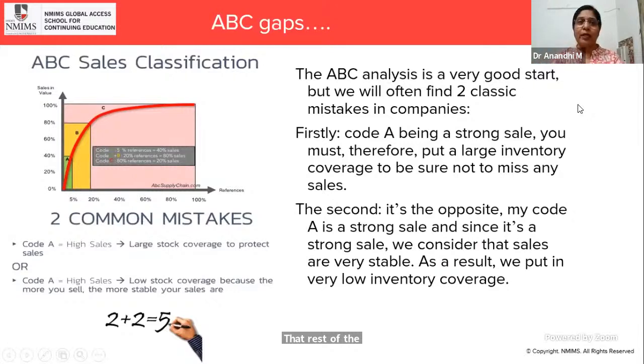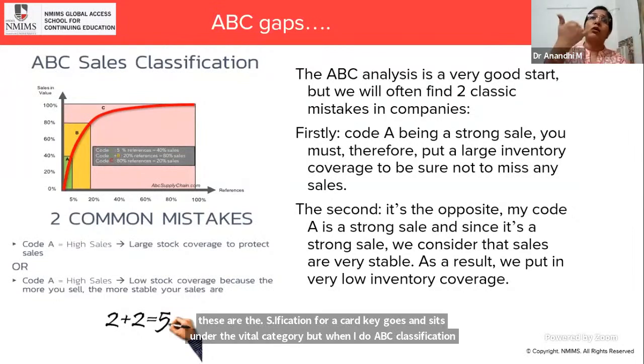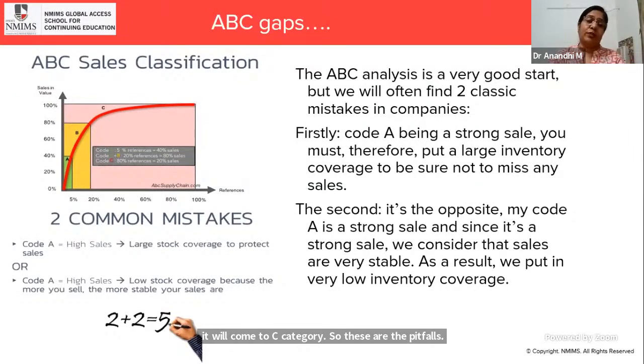So as I told you earlier also, there are gaps like in VED and ABC. So when I'm doing VED classification for a car key, it goes and sits under the vital category. But when I do ABC classification, it will come to C category. So these are the pitfalls. So no method or classification technique can be standalone. So at certain times we need to take cross references.